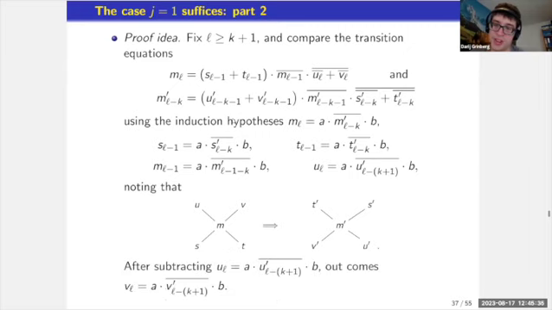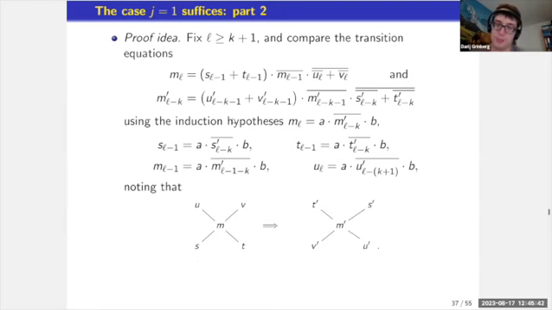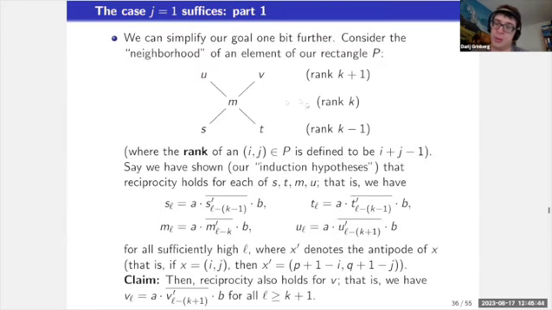I'm not going into the details. You can read them up, but it's really a fairly straightforward argument. So you don't need to prove reciprocity for all elements of the poset. It's enough to prove them for a few elements, and then to walk up the poset from those few elements using those steps, where if you have M, S, T, and U, you get to go to V.